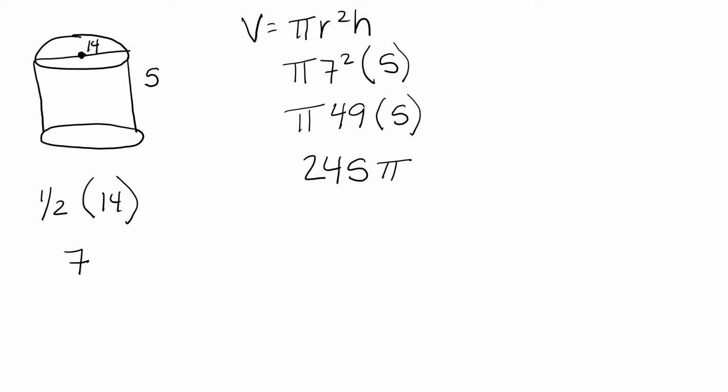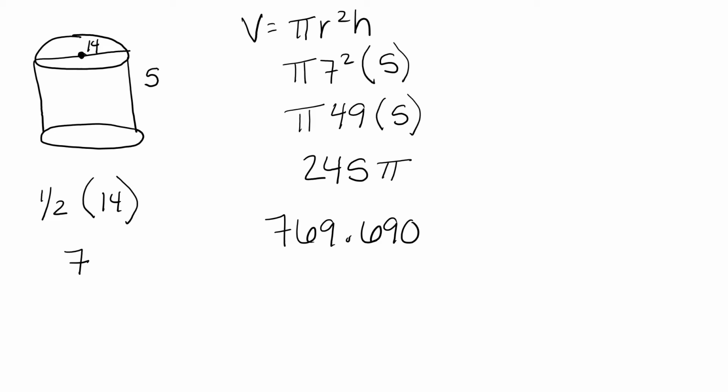We are then going to multiply by pi. The directions do not tell us to use 3.14 or 22 over 7, so that means we're going to use the pi button on the calculator. We end up with 769.6902 and a bunch more numbers.